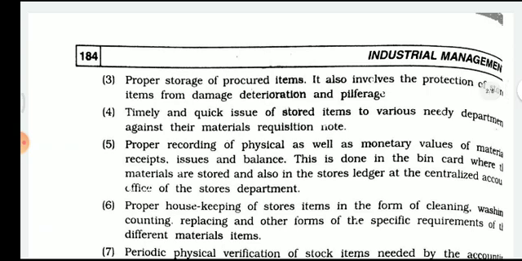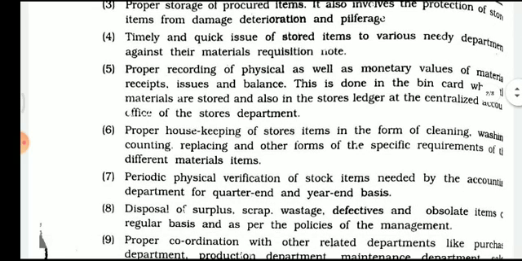Proper storage of stores items. It also involves the protection of stored items from damage, deterioration and pilferage. Timely and quick issue of stored items to various needy departments against their material requisition note. Proper recording of the physical as well as monetary value of material received, issued and balance.